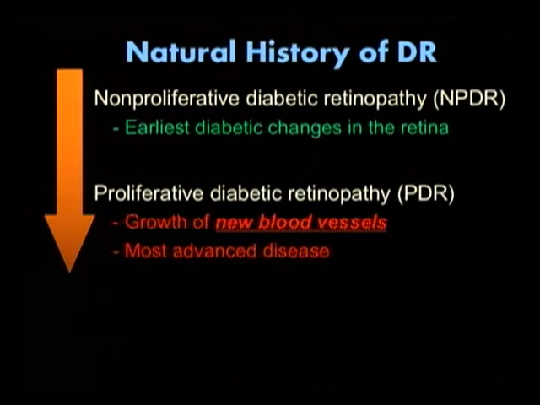There are two main forms of diabetic retinopathy. The first form, which has the earliest diabetic changes in the back of the eye, is classified as non-proliferative diabetic retinopathy, or NPDR, which Justin Gottlieb talked about earlier today. This also is associated with macular edema or swelling. If the blood sugar remains poorly controlled, the disease advances, and the most advanced disease is characterized by growth of new blood vessels, and this is termed proliferative diabetic retinopathy, or PDR.